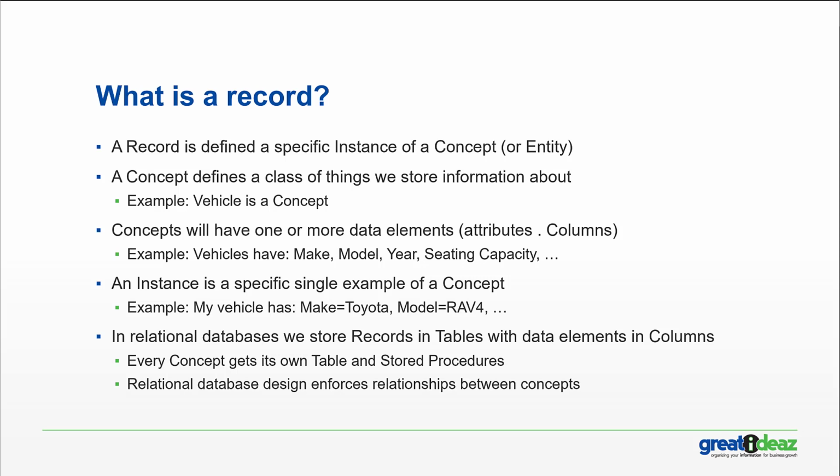A relational database design is also going to enforce a strict set of relationships between those concepts. So if I have a vehicle and a driver and there is a one-to-many relationship between vehicles and drivers, then the primary key of the vehicle might be a foreign key on the driver, or vice versa. For example, I might have a driver who can drive many vehicles, and the driver ID would be a foreign key in the vehicles table.